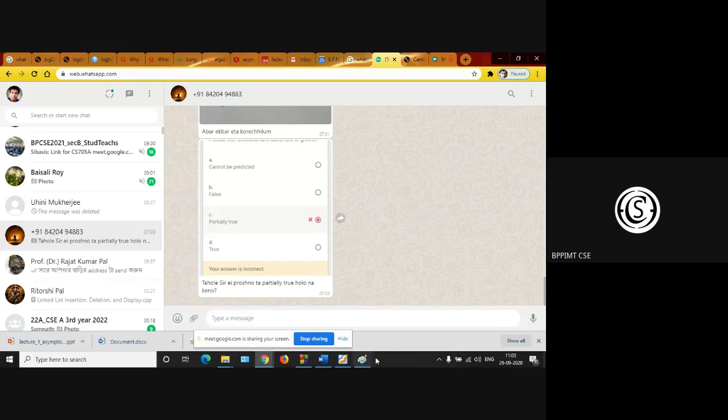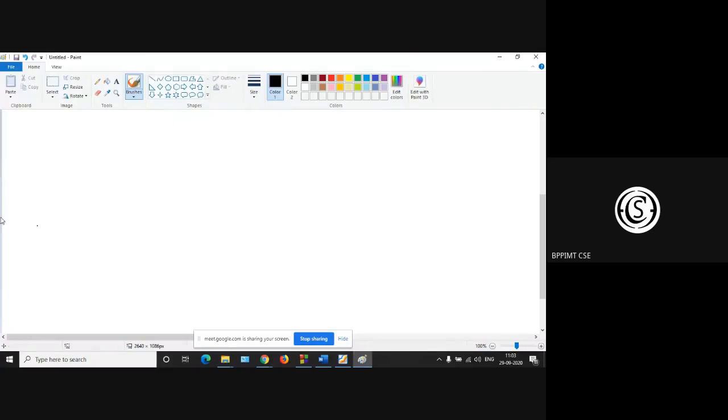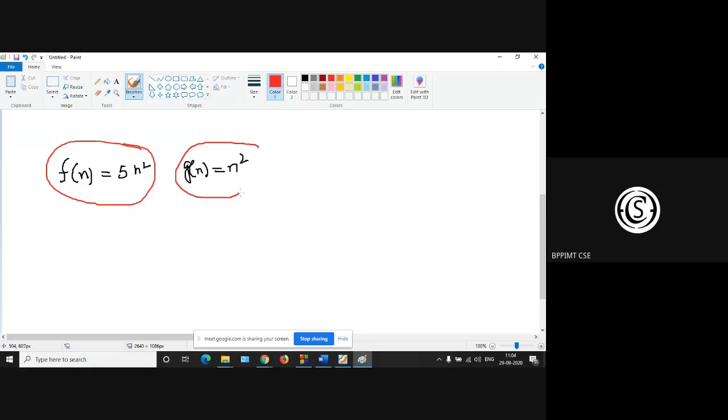আমি তো বলছি বারবার, suppose you are given two functions in your interview, f(n) is 5n square, okay, and g(n) is n square, okay. Now these two functions are given, right? Now both have same rate of growth.